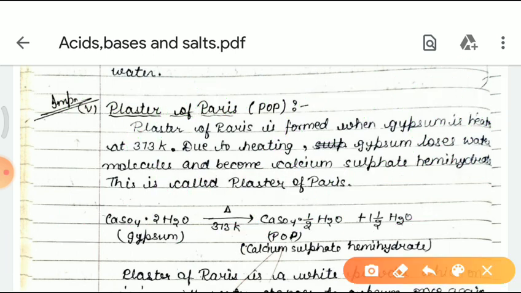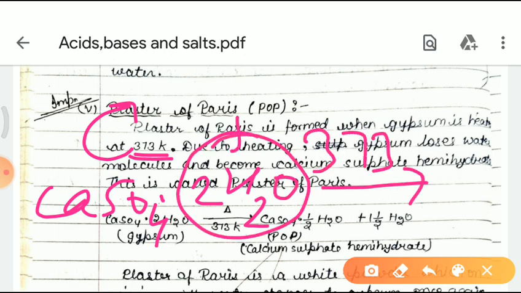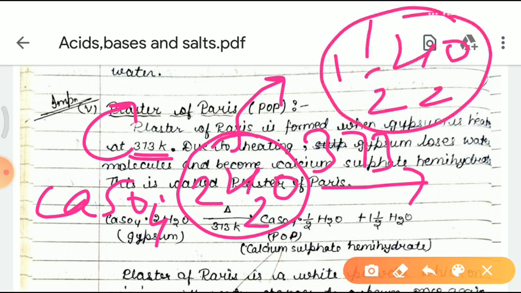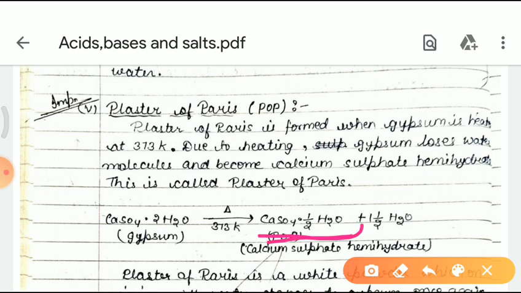If gypsum is heated at 373 Kelvin, at that time plaster of Paris is formed. And what happens whenever gypsum is heated at 373 Kelvin? At that time, 1.5 molecules out of 2 H2O are released. 1.5 water molecules get released, and what is left? CaSO4 dot half H2O is left. So heating of gypsum at 373 Kelvin will produce CaSO4 dot half H2O.